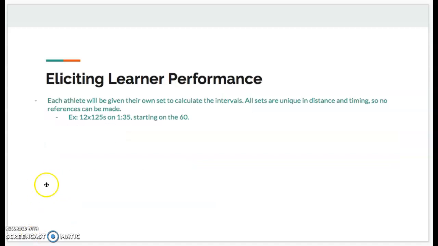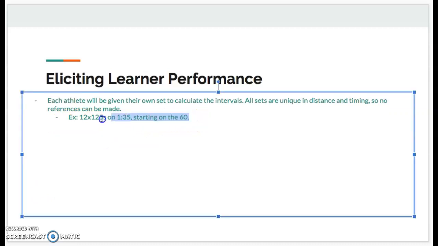Now that I've gone over one basic example, I'd like you guys to go ahead and give this example a shot. Okay? So this set is going to be 12 125s on 135. I want you to calculate intervals 1 through 8, and when you're done with that, we'll go over everybody's work together.